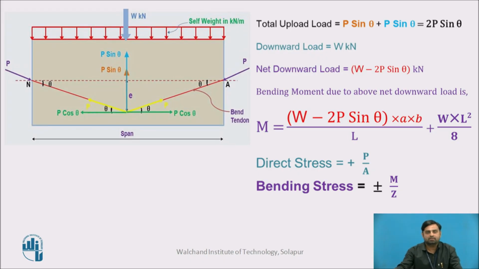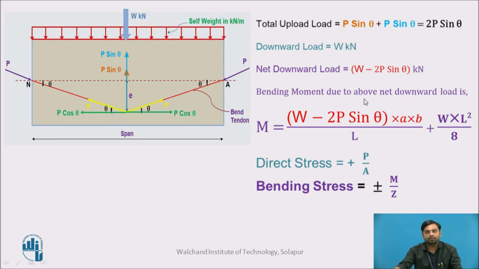Now here you can see the total upward load. Here P sin theta twice, that is 2P sin theta, is the total upward load. The total downward load is the point load, W kilonewton. So we can calculate the net downward load, which is the algebraic sum of these. It will be W minus 2P sin theta.